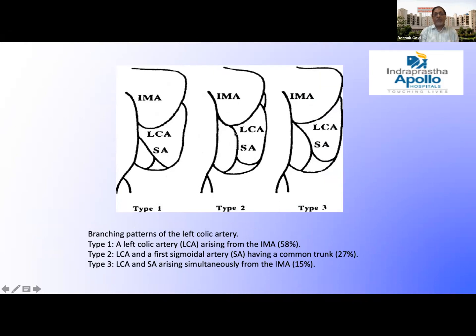Then in some patients, around 27%, there's a common trunk which divides into the left colic and the sigmoid vessels, and they can be right from the beginning. They can be two vessels arising from the same origin, the left colic and the sigmoid vessels. So all these things, I think we should be aware of while we are planning for a surgical resection, as all these variations are commonly seen.